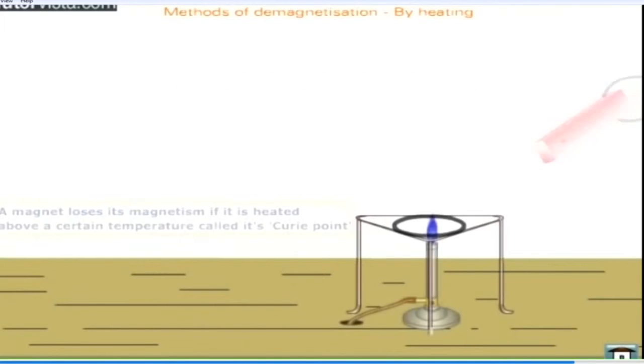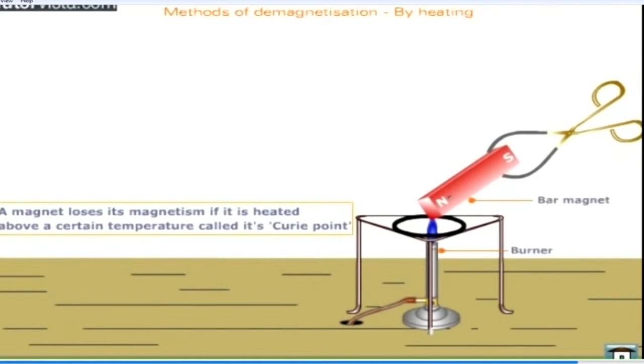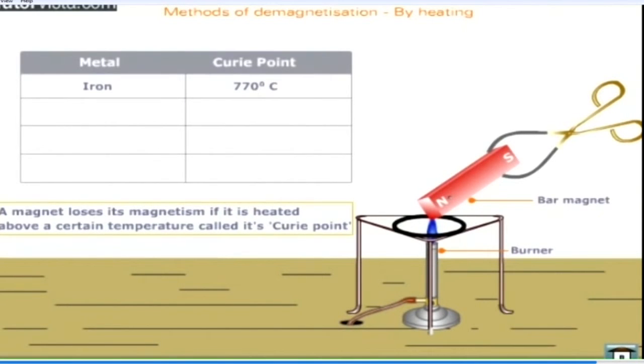Then here we have heating. When you heat a piece of a magnet or a magnetic material, a magnet is going to lose its magnetism if heated above a certain temperature called the Curie point. The point at which a magnet loses its magnetic property, we call it the Curie point. So we just have an example here. Iron will lose its magnetic property at 770, steel at 880, nickel 358, and cobalt at 1121.